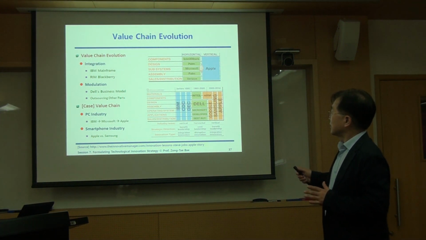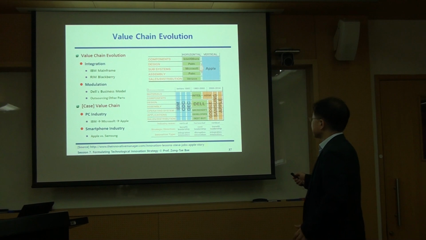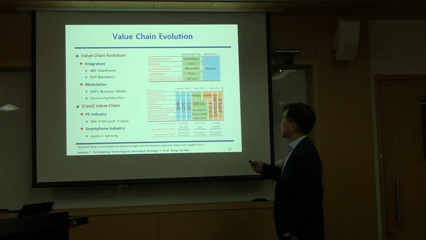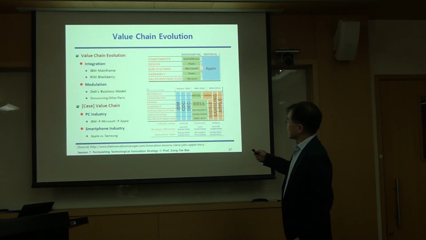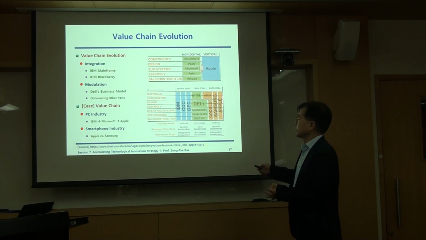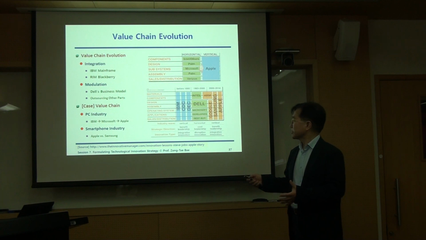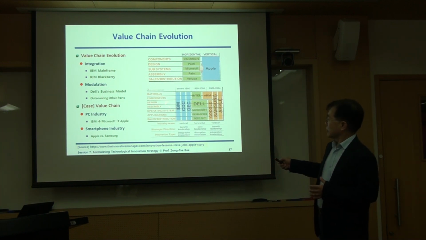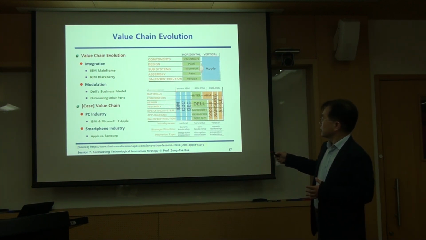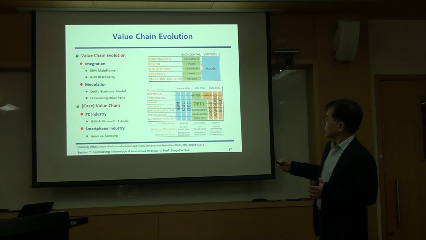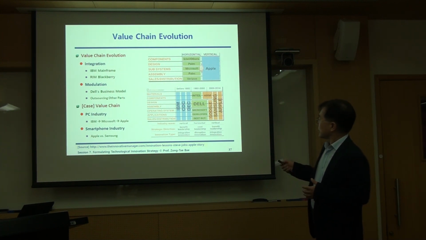For example, as I explained before, in the 1980s, IBM and DEC, all of the companies carried out all these functions: material, component development, design, assembly, operating system. All of these things were done by each company. This is a vertical industry. But after some years, it changed into the horizontal.